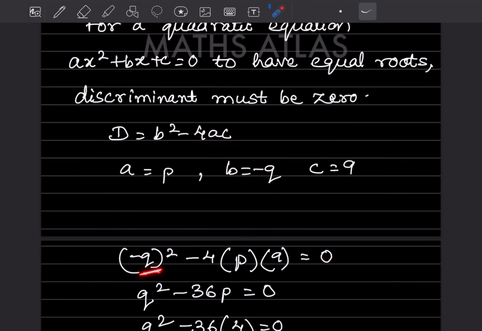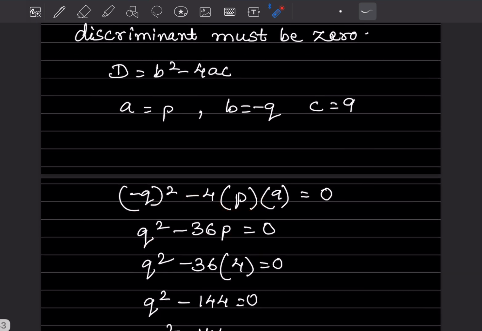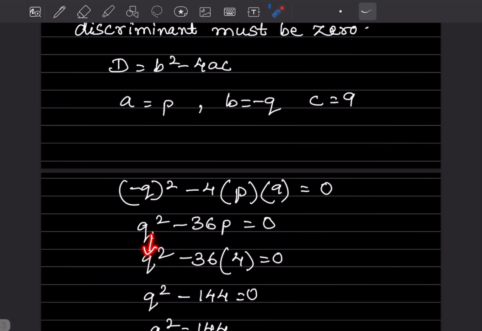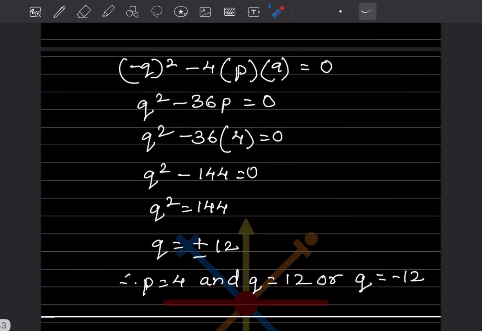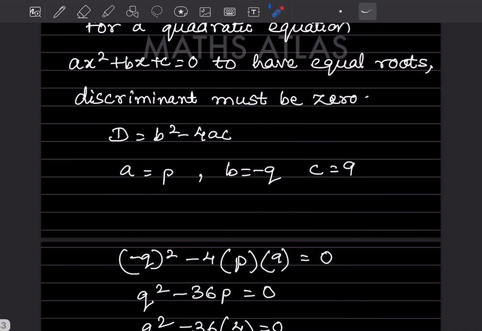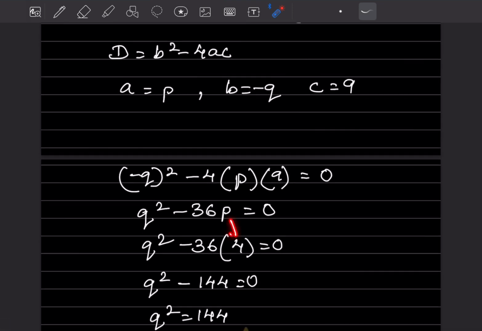So minus q square will be q square here. This will be 36, but minus 36p is equal to 0. So now this will be q square equals 36p, but now you know the value of p, which you got over here, that is 4. So you are going to put that 4 over here in place of this p. So what will happen? q square is going to be 144 minus 144 is equal to 0. So q square, if we take on this side, that will be 144.